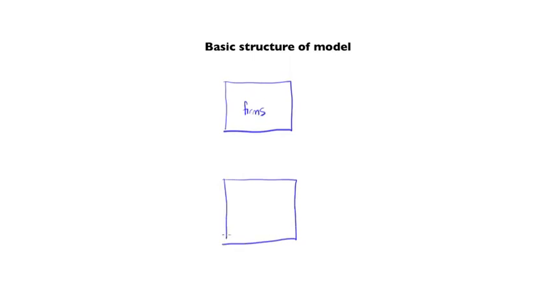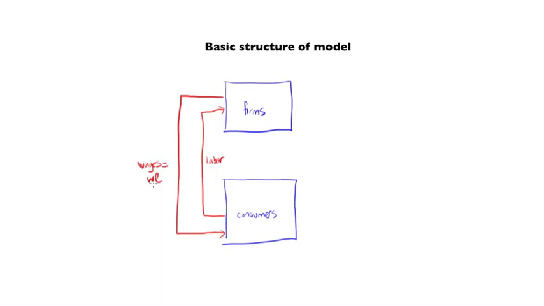I want to start the description of the model by describing to you its basic structure. So as before, the model is going to have firms and consumers. Now, what is going to be different is that now there are going to be two markets and two goods. In particular, the consumers are going to sell labor to the firms, and in exchange, they are going to receive wages. And importantly, these wages are going to be their only source of income.